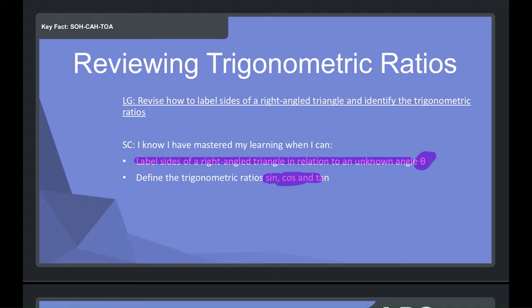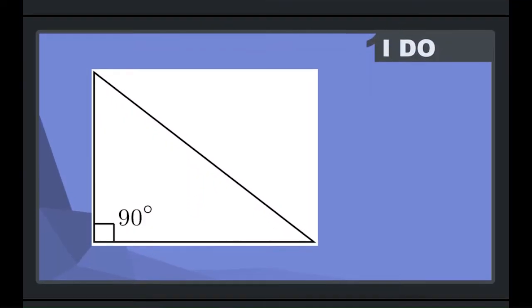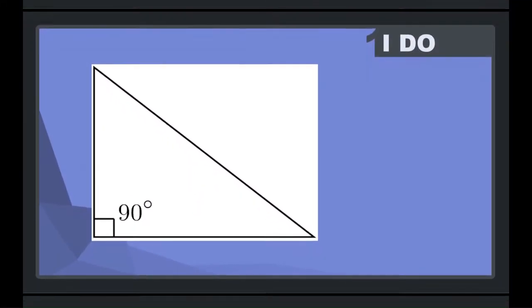Before we move on, I just want to remind you of this symbol. It's the Greek letter theta. It's like a zero with a line through it. It's the symbol that we usually use to represent an angle that we don't know the size of. So some reminders for you. All the triangles we're going to be dealing with for the vast majority of this unit are right angle triangles. They have a 90 degree in the corner.